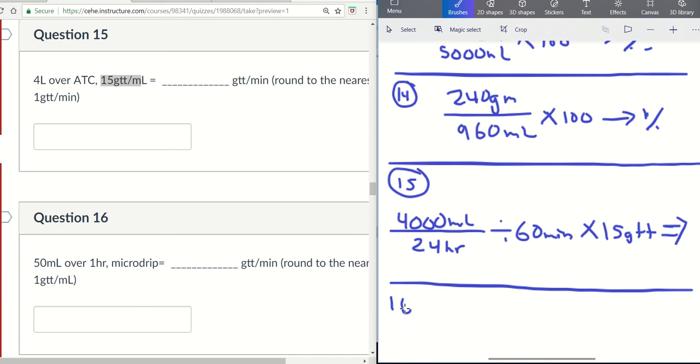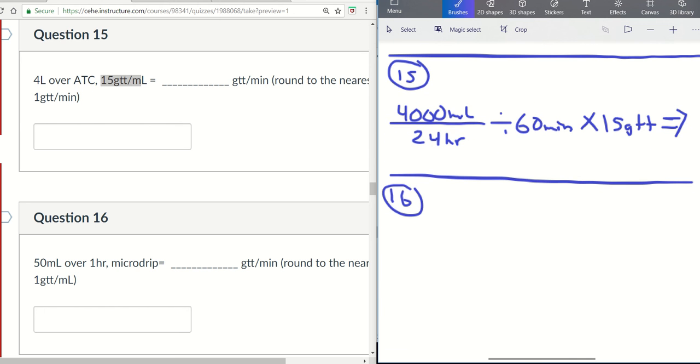16. What do you guys know about microdrip? What's the conversion factor? Oh, for number 15, are we rounding up or down? Round to the nearest one. So you might have to round up, you might have to round down. So that's to the nearest. Micro drip is 60 drops per mL for that tubing set.